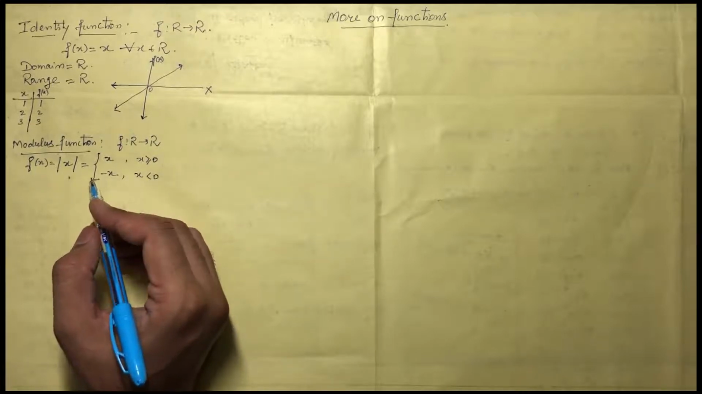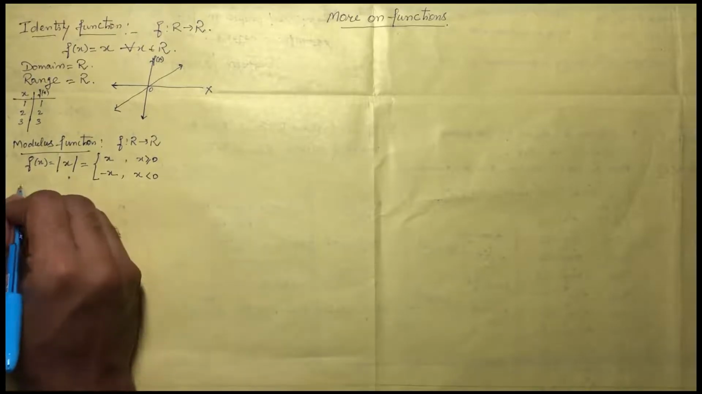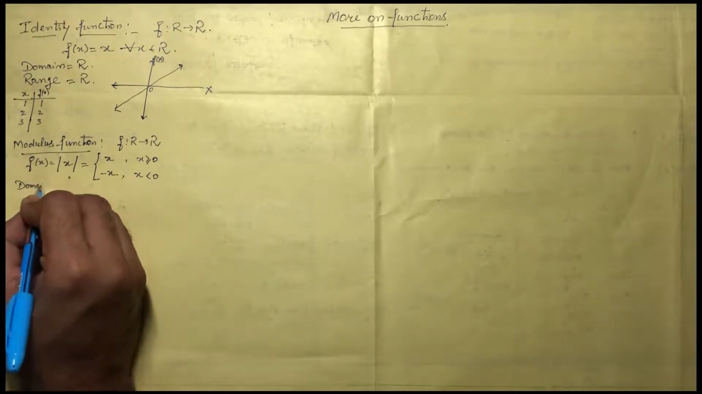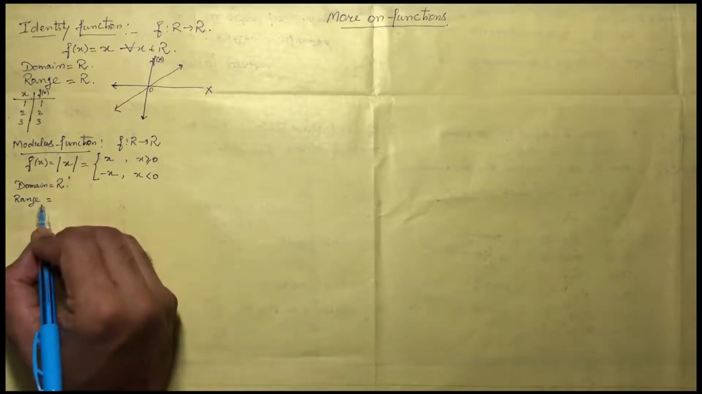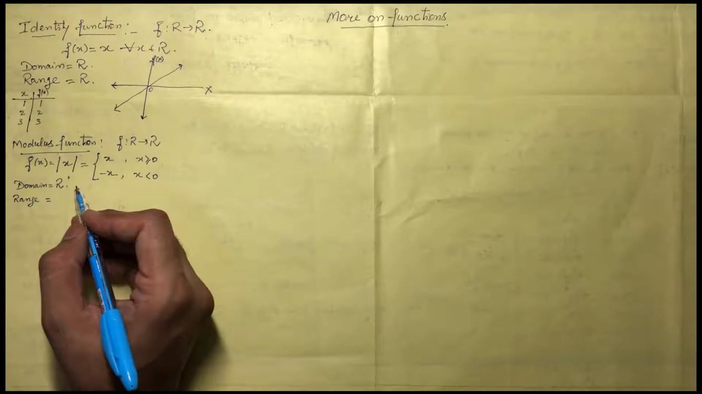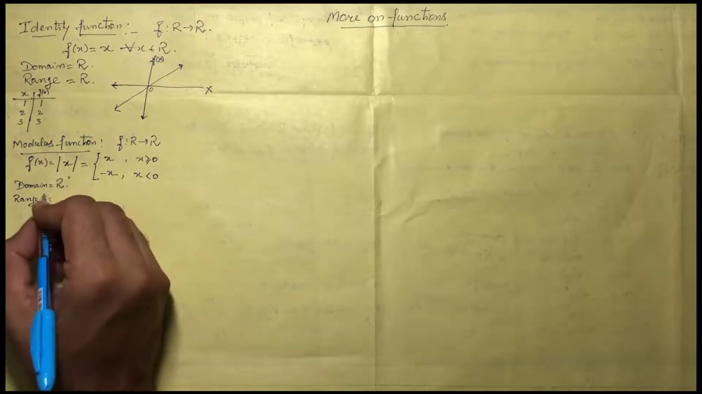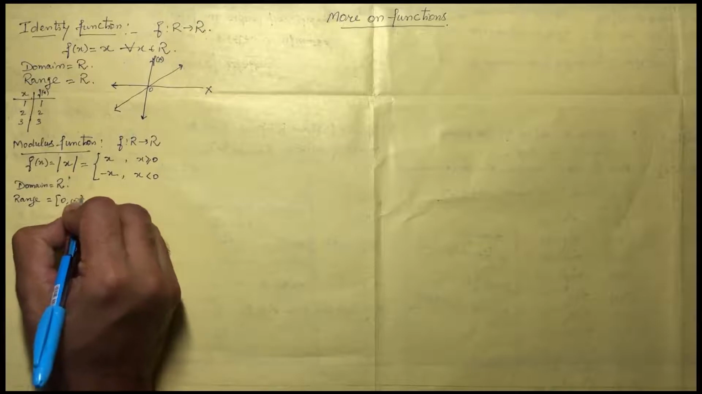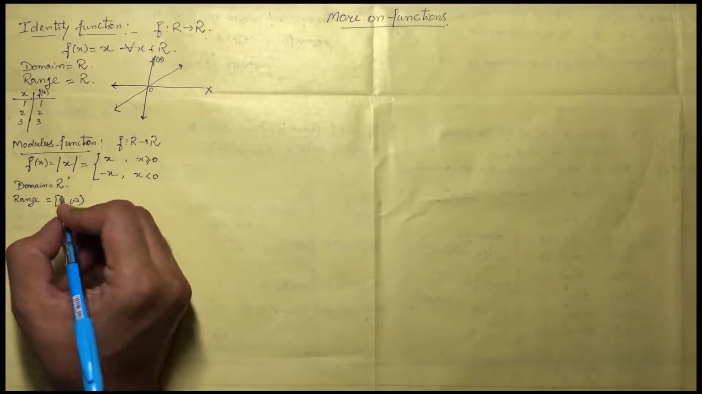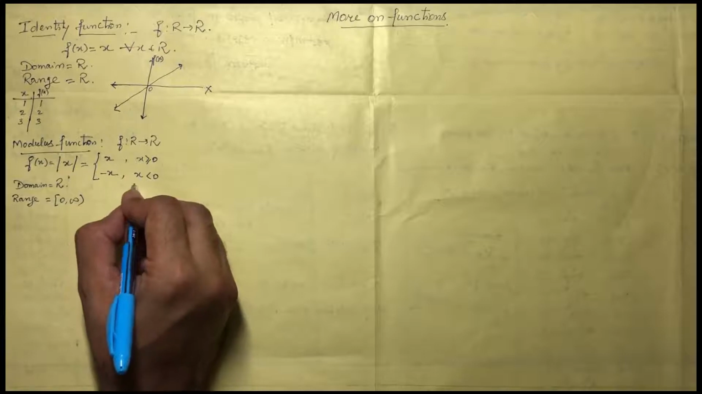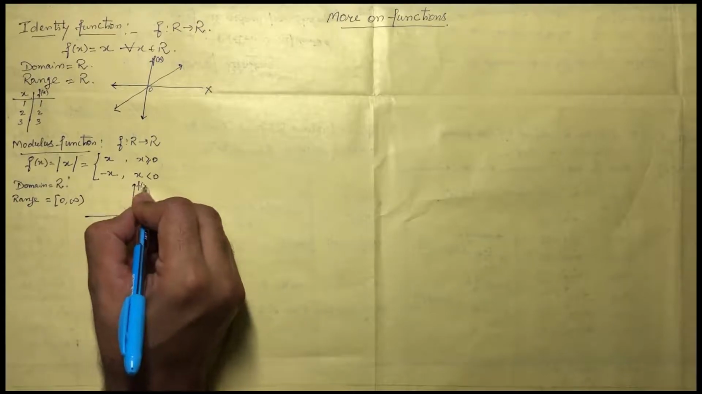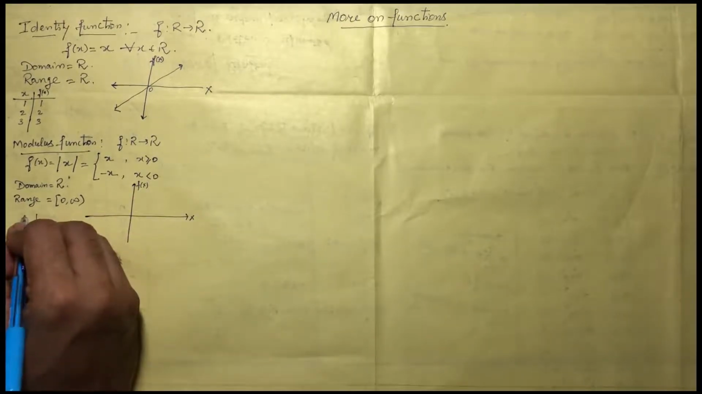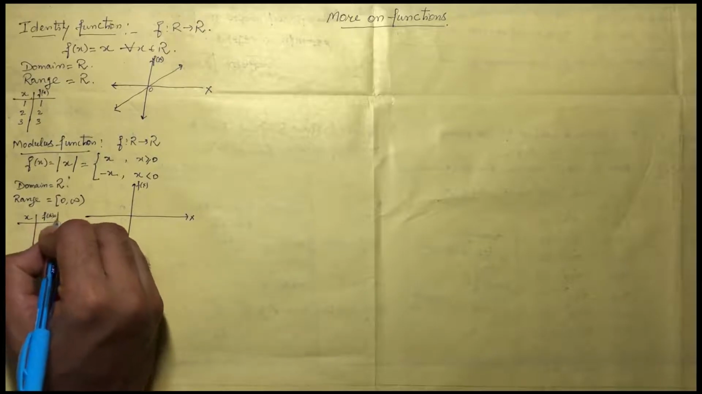So what will be the domain and range here? Domain is any real number. What about range? You will see in the range part we are only getting non-negative real numbers. So range is 0 to infinity, all the non-negative real numbers. Its graph will look like this. This is x, this is f(x), and its table will look like x, f(x), that is mod of x.